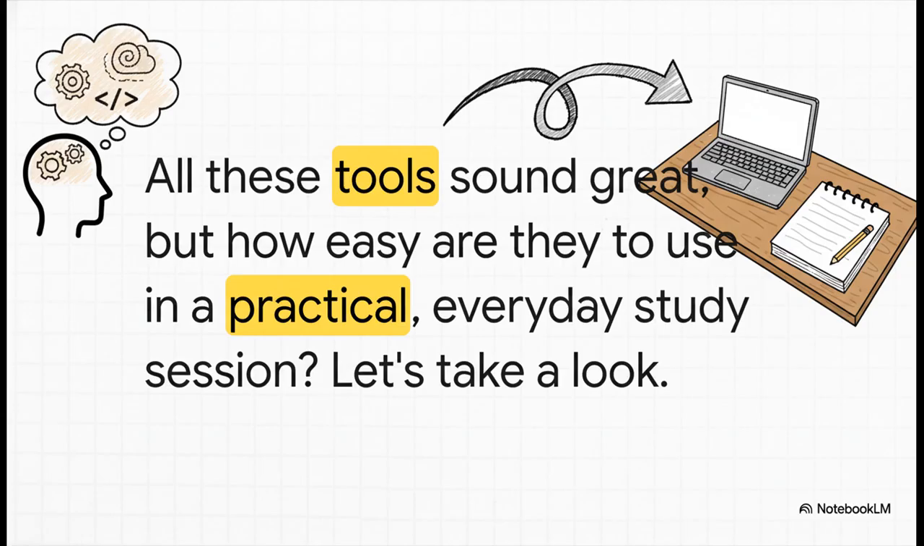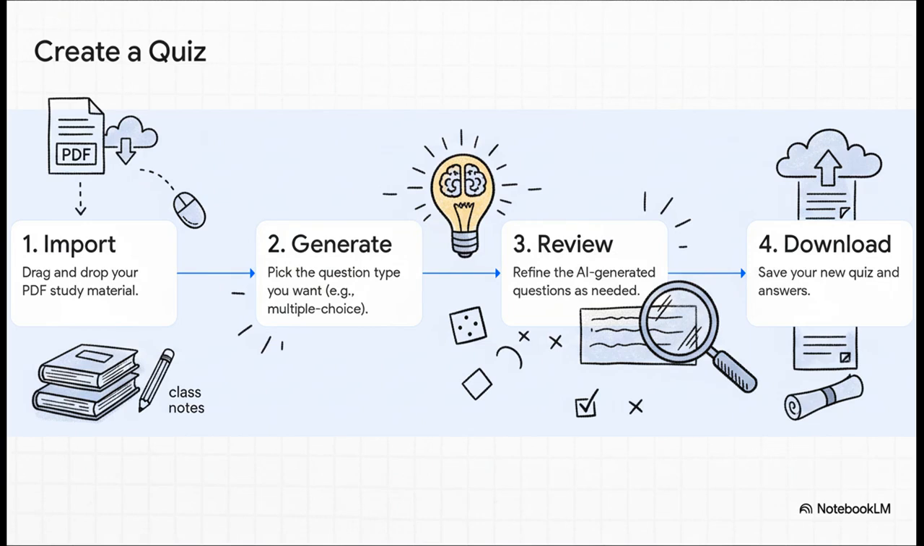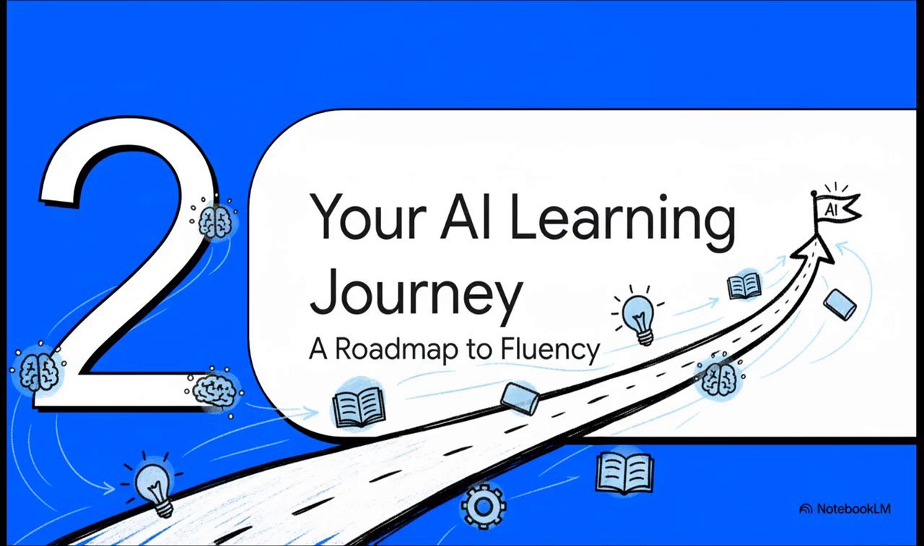So all of this sounds pretty cool, but let's make it concrete. How does this actually work in a real-world study session? Let's look at an example. Check this out. This is how you can create a quiz in literally 4 steps using a tool like Small PDF. You just drag and drop your study materials, your PDF notes. Then you pick what kind of questions you want, multiple choice, for example. The AI generates them. You give them a quick once-over to make sure they're good, and boom, download your quiz and the answers. Seriously, a task that could have taken you an hour is now done in seconds. It's a game changer.